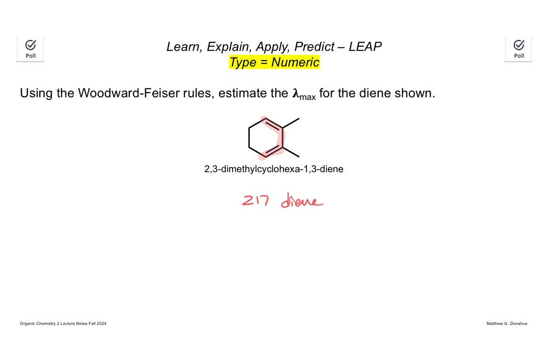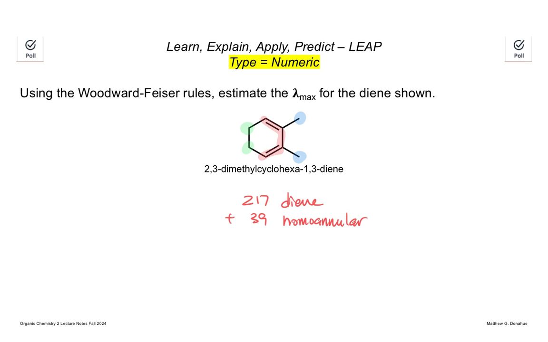Notice it's within a ring, so it's homoannular. So that adds 39. Now this is the tricky part, identifying the substituents, the oxychromes. So I'll highlight those in blue. There's 1, there's 2. So these other things here that I've highlighted in green, that's already folded into the homoannular calculation.